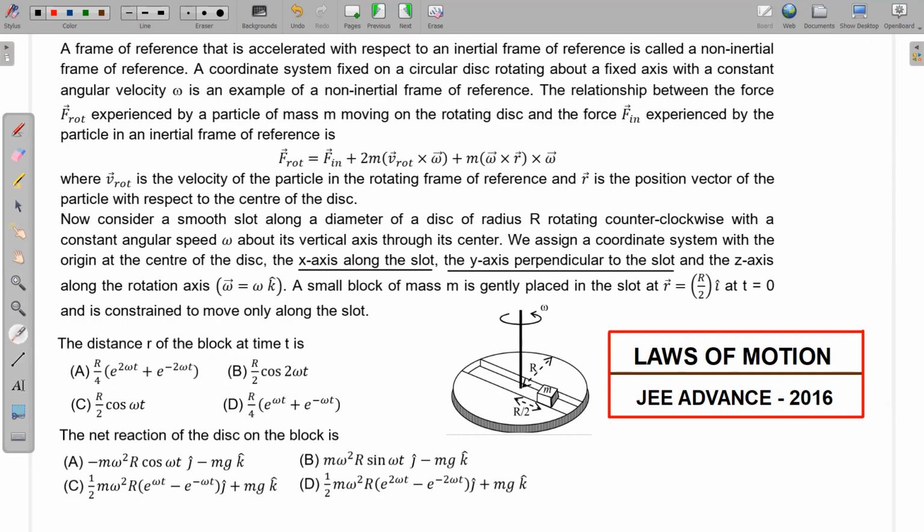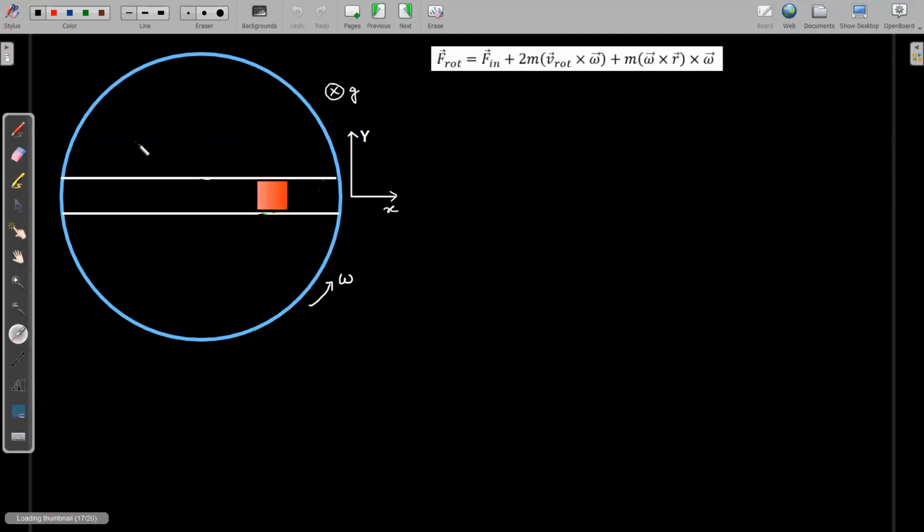So we need to find the radial distance of the block as a function of time and the net reaction force from the disk on the block, right? In vector format, we need to calculate this. So let us see how we can start this question.